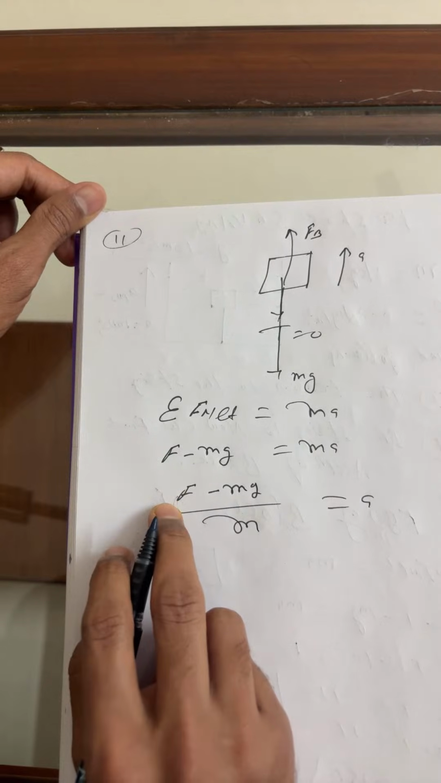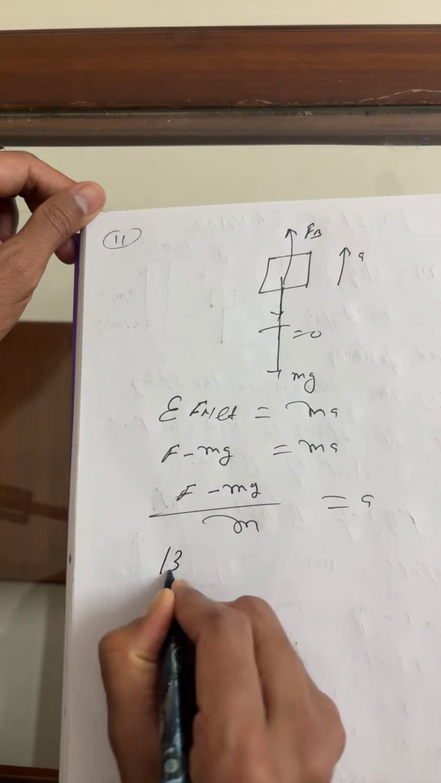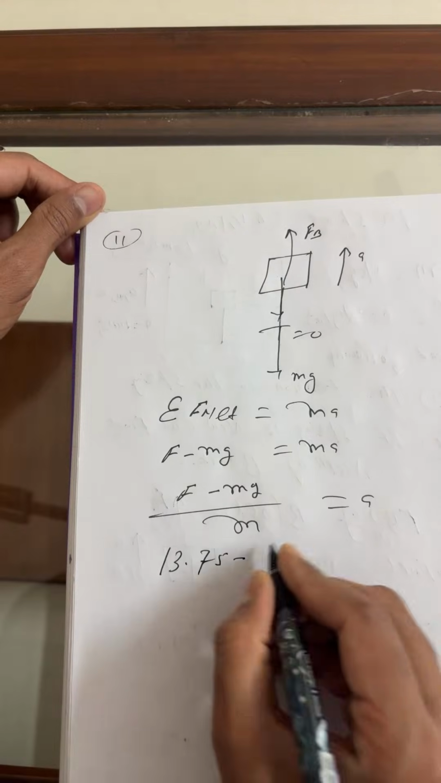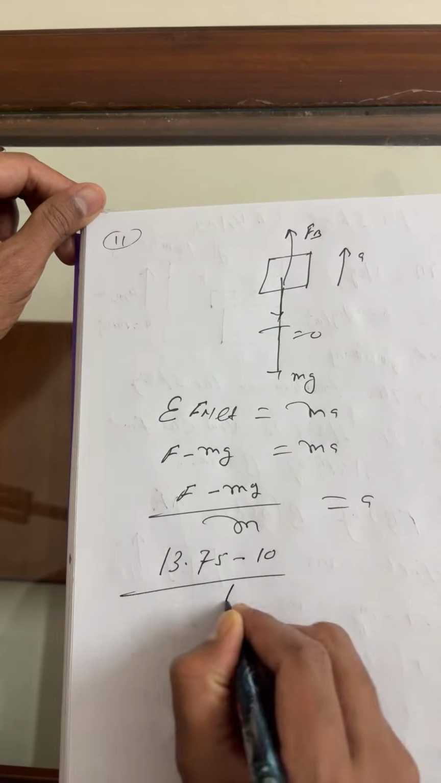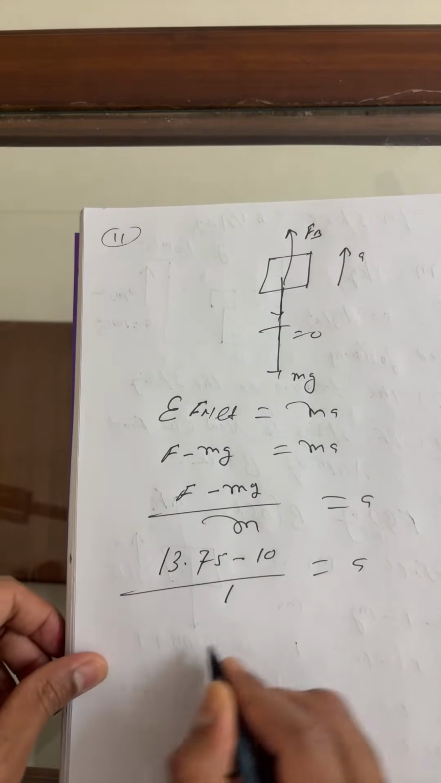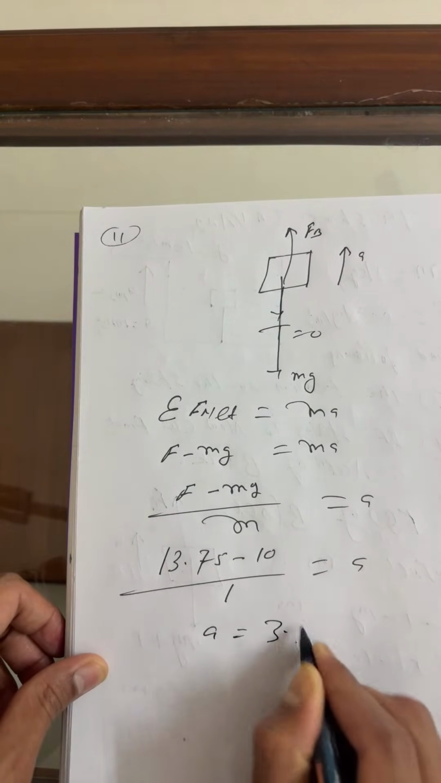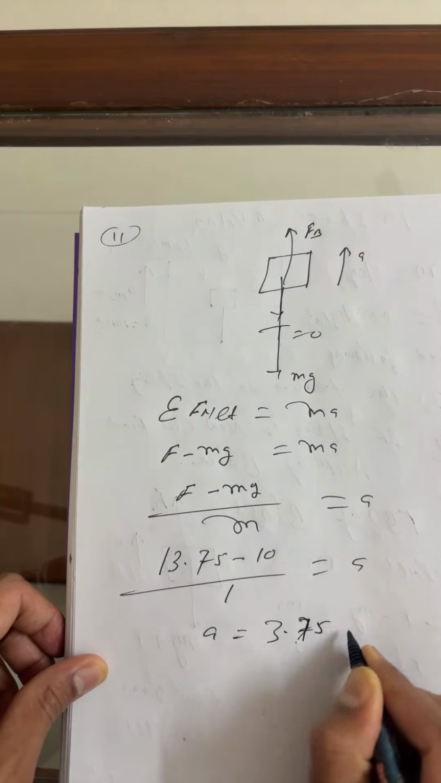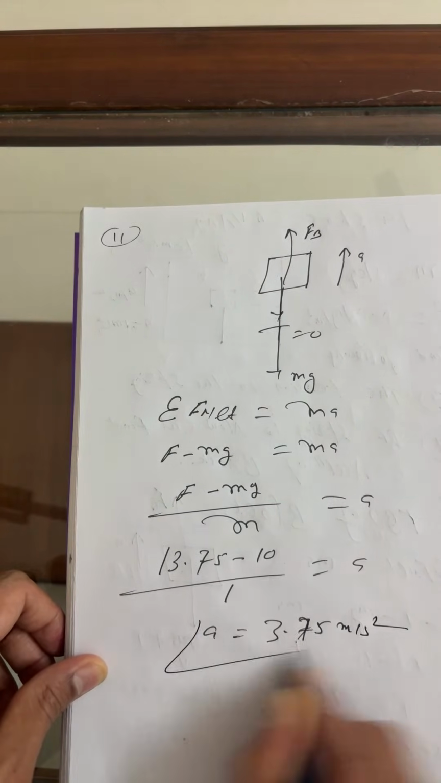A, how much here? The F portion we already calculated in part 1: 13.75. And mg is 10 upon 1 is equal to A. So what is coming here? A is equal to 3.75 meter per second square.